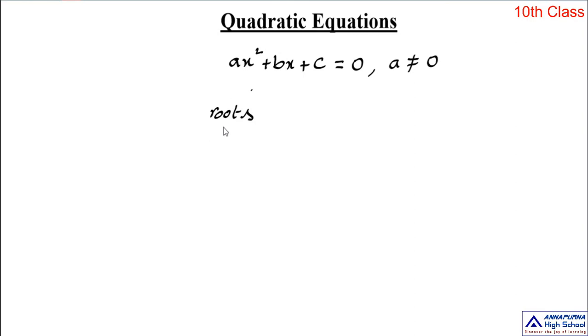Roots and solutions are the same, both are similar. We can use either word, no problem. But generally we use solutions for linear equations and roots for quadratic equations. And in this chapter we choose only one variable. That means in this chapter we discuss only one-variable quadratic equations.